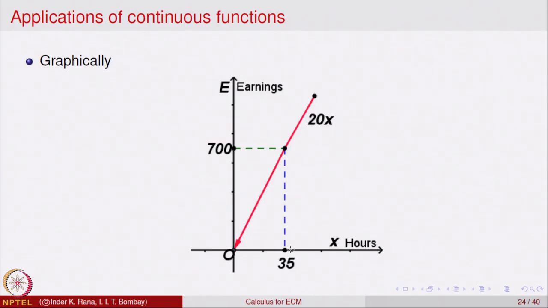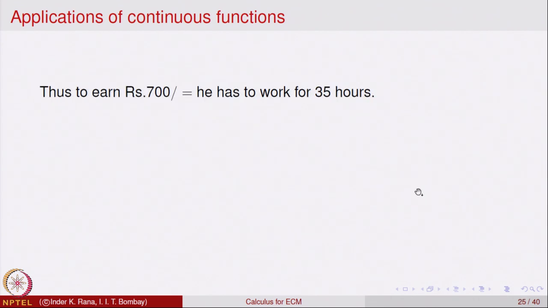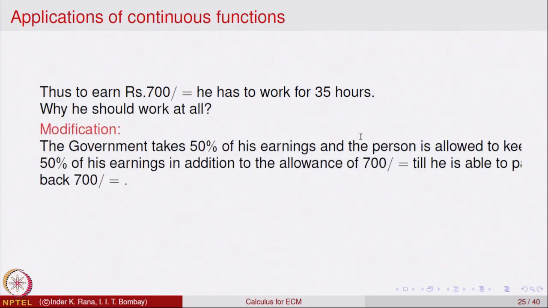Why should he work at all? Probably he will just relax. He has to put in 35 hours of work, which is quite a bit, to get 700 rupees at a rate of 20 rupees. So, most likely he will not work at all. So, in this model of the government, to earn 700 he has to work for 35 hours, which is not a very good scenario as far as the government is concerned.